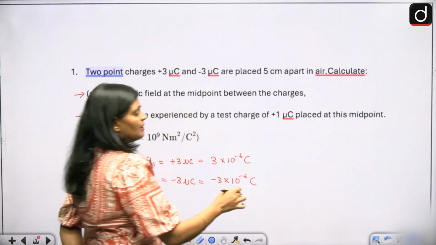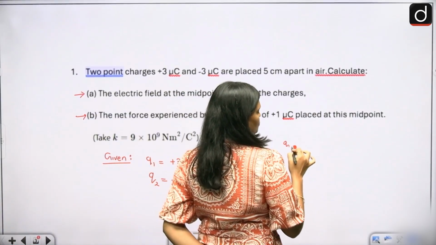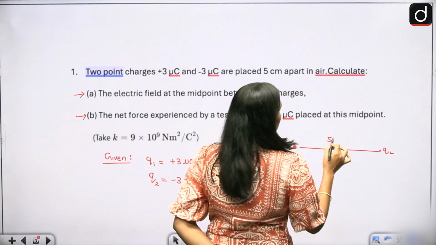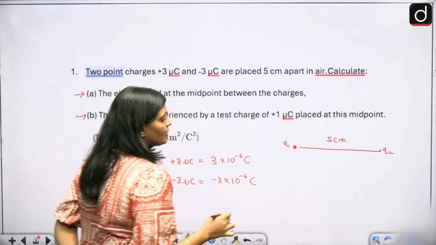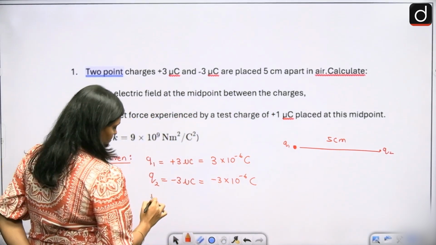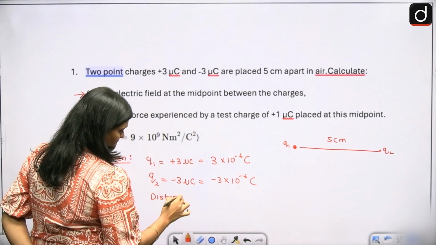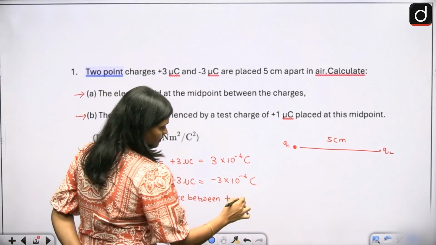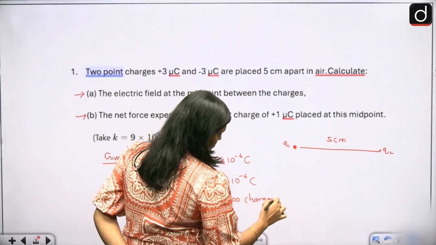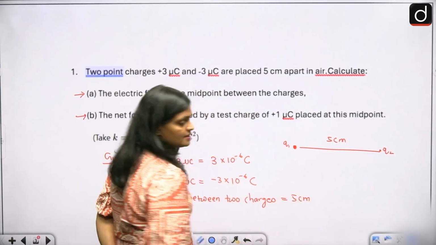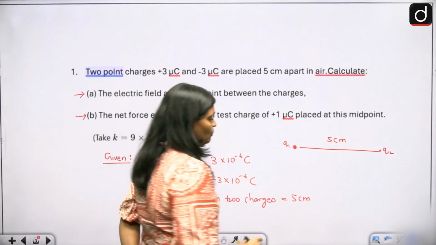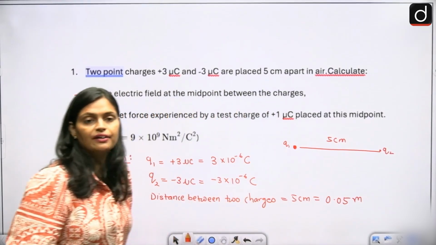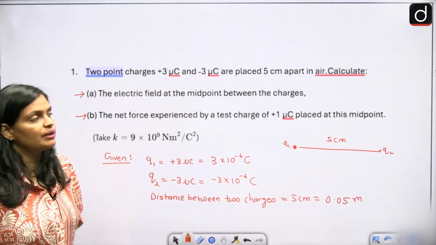Now, what else is given? Placed 5 centimeter apart. Suppose this is your Q1 and here you have Q2. The distance between them is 5 centimeter. When you convert 5 centimeter into meter, it is 0.05 meter. You just have to convert centimeter into meter.